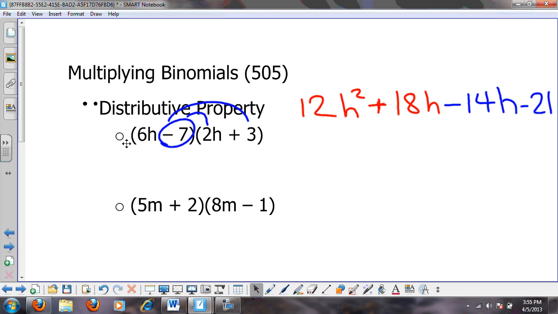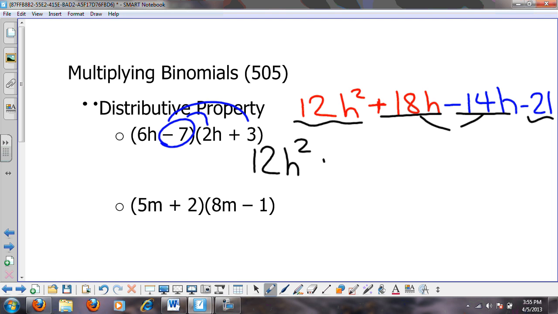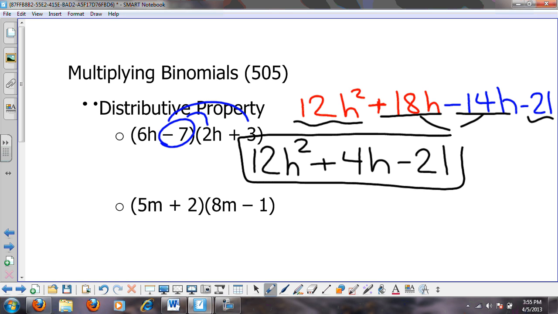Do I have any like terms? Do I have any terms that are the same? Voila. h and h. No other h squared and no other single term. So 12h squared, 18h minus 14h is plus 4h, minus 21. Oh, just wait till we get ready to factor those smart guys. But that's my answer.